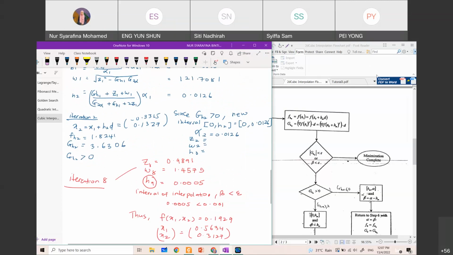Anyone has problem? All of you understand this? Okay, good. Very good. So this is quite a step, but once you understand, then you can do it.